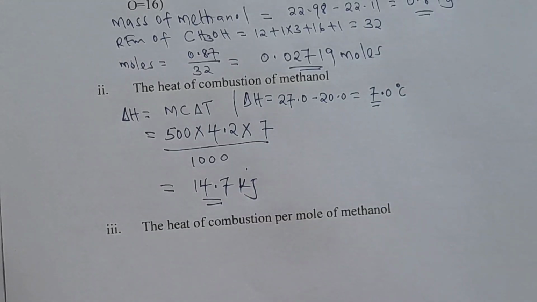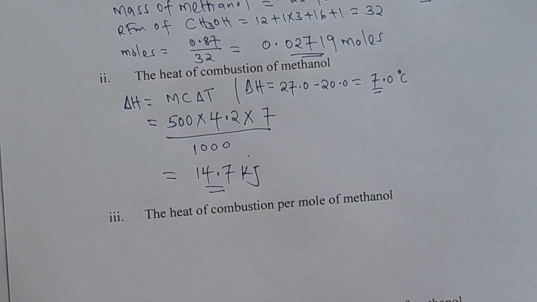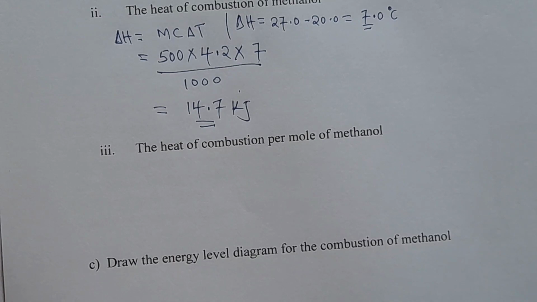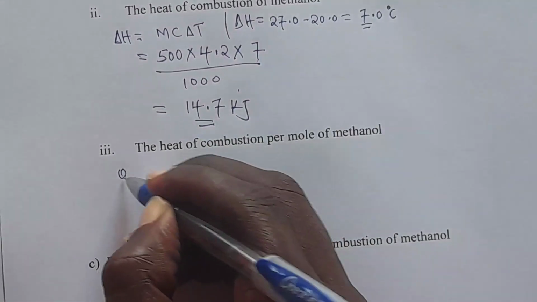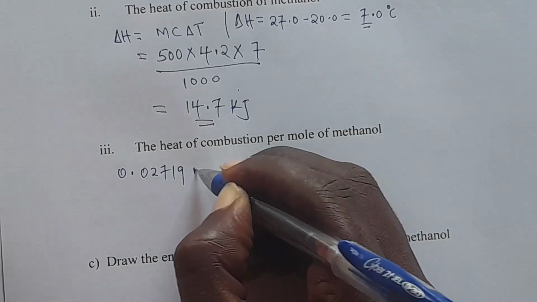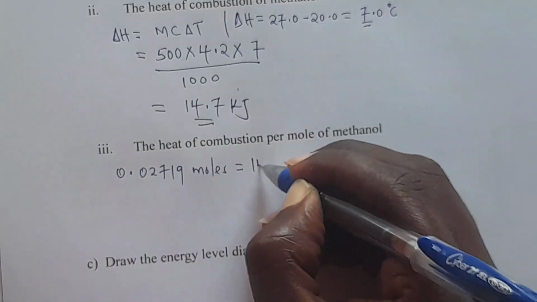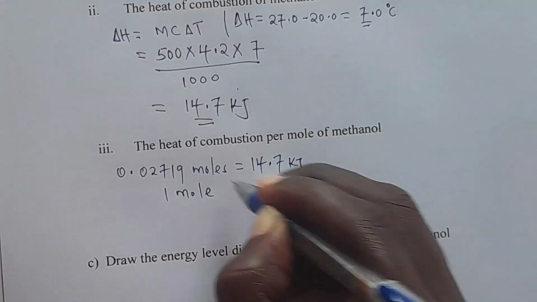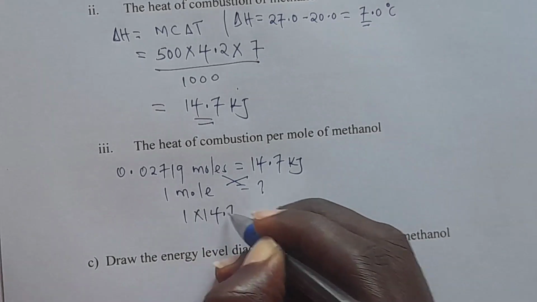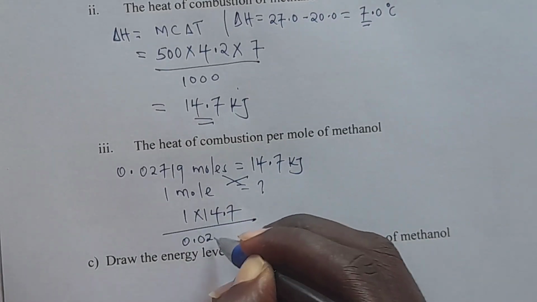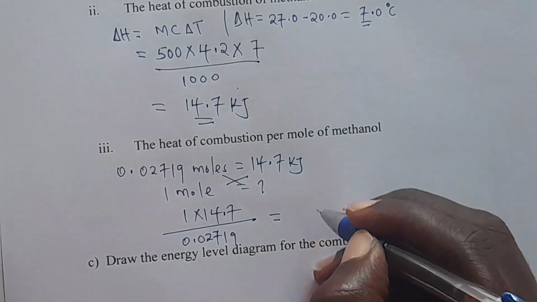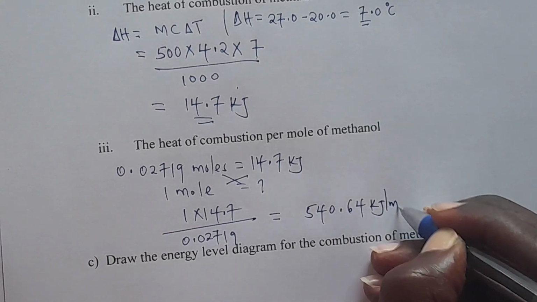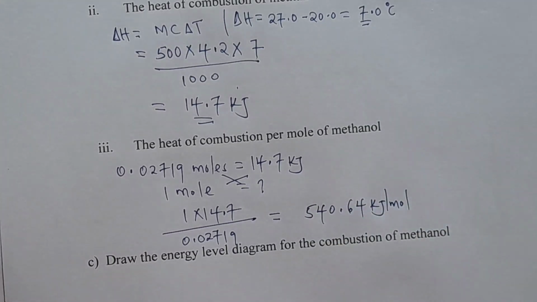Okay, so next I'm asked the heat of combustion per mole of methanol. The heat of combustion per mole of methanol means the molar enthalpy of combustion of methanol. So we are going to say this number of moles, that's 0.02719 moles, produces this amount of energy, that's 14.7 kilojoules. So we ask ourselves, what about 1 mole? So we are going to get 1 times 14.7 divided by 0.02719. Here I'm going to get 540.64 kilojoules per mole.